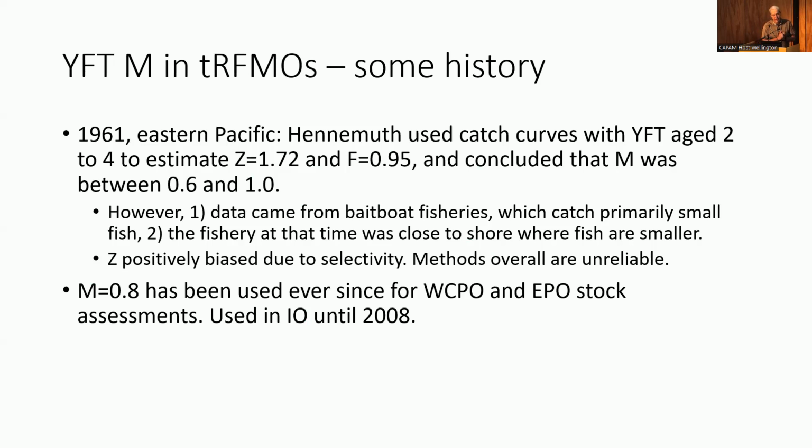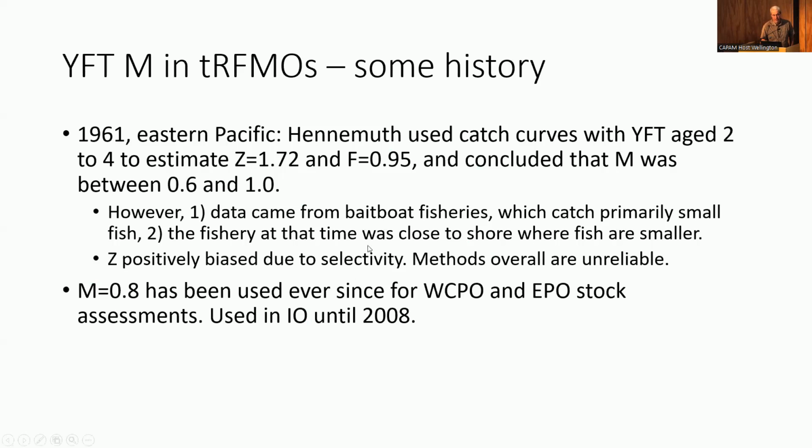But as I said before, this data came from bait boat fisheries, which mainly catch small fish. And the fishery at the time was close to shore, where the fish are also smaller than they are further out. So it's pretty clear that Z is likely to be positively biased due to selectivity, and that given the methods and the tools that were available in 1961 for analysing these kinds of things, the results are likely to be unreliable.